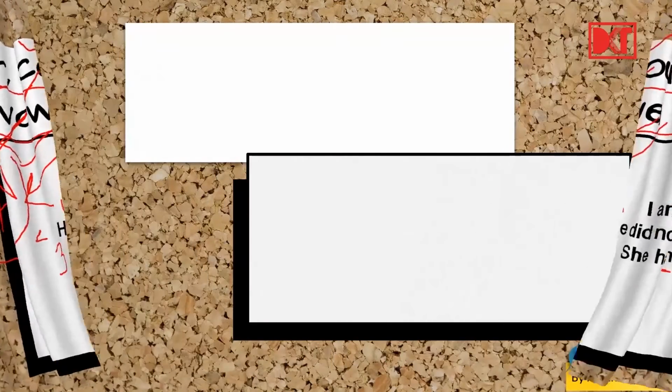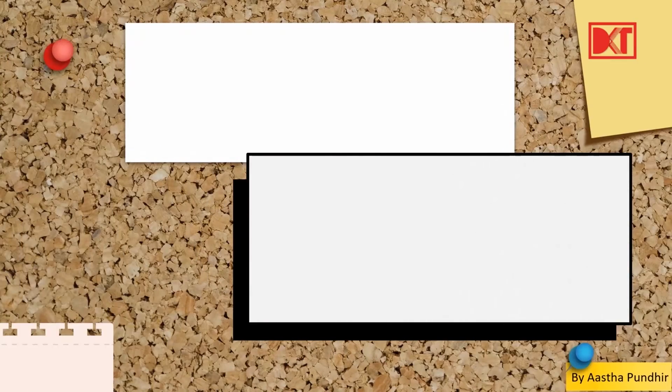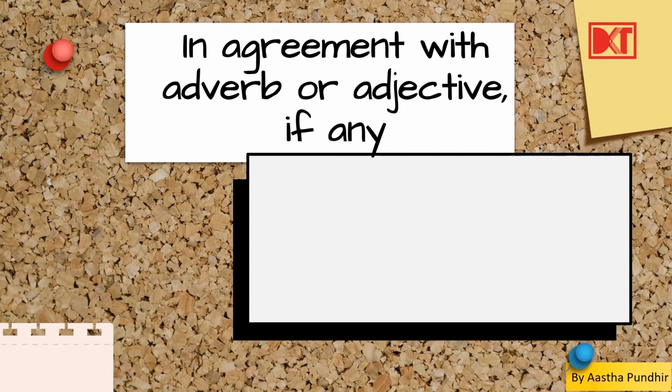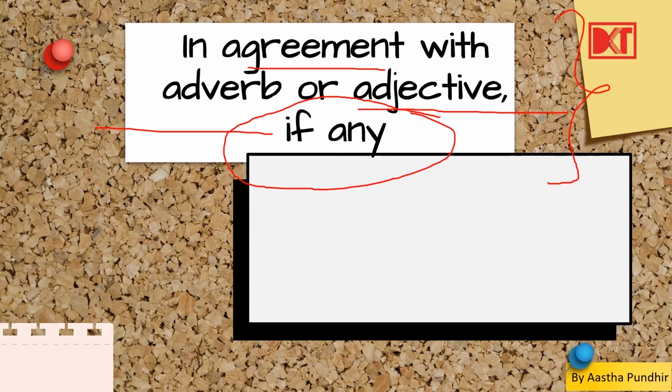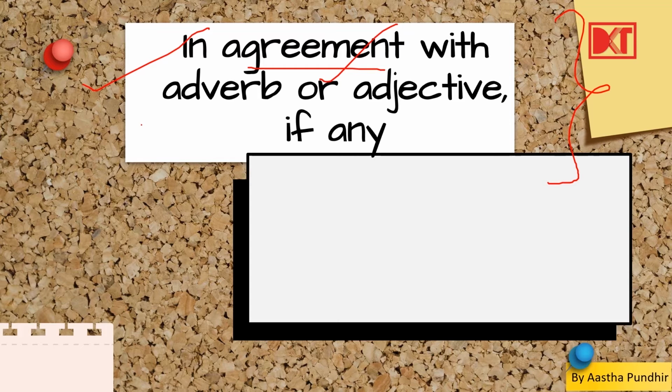Okay, so the next category is in agreement with adverb or adjective, if any. Now this one means अगर कोई adverb होगा या कोई adjective होगा तो हम उसके reference के साथ कौन सा article use करेंगे. Okay? So इसके लिए हमें सबसे पहले पता होना चाहिए कि adjectives क्या थे और adverbs क्या थे. एक क्विक रिवीजन कर लेते हैं हम.